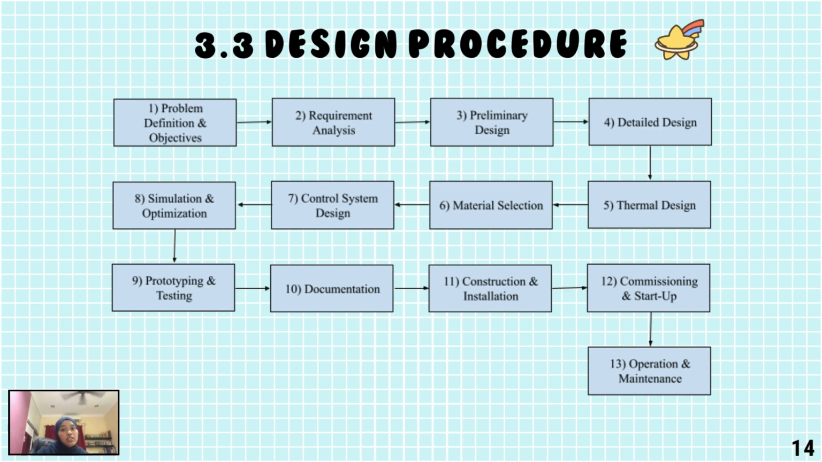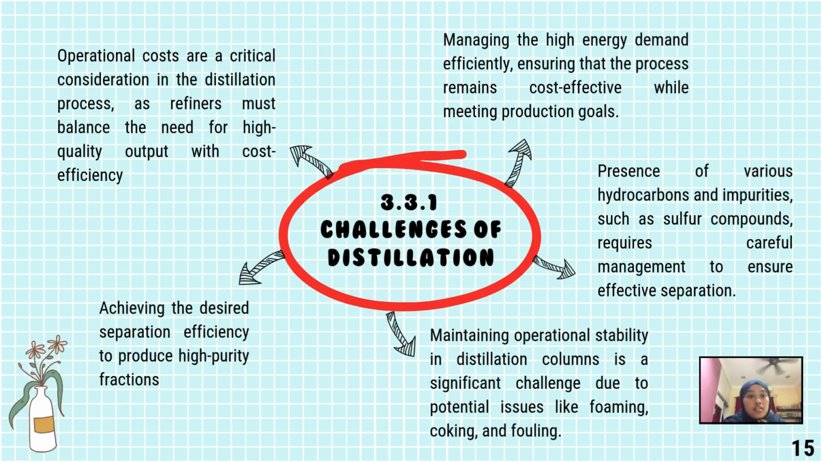Comprehensive documentation, including detailed drawings and specifications, is prepared. This documentation is essential for construction, operation, and maintenance, ensuring all aspects of the design are clearly recorded. And step number 12 is commissioning and startup. During commissioning, the unit is tested to verify that it meets all the design specifications. And finally, regular monitoring and maintenance ensure the long-term performance of the distillation unit. Continuous performance reviews and optimizations help maintain efficiency and adapt to changing operational needs.